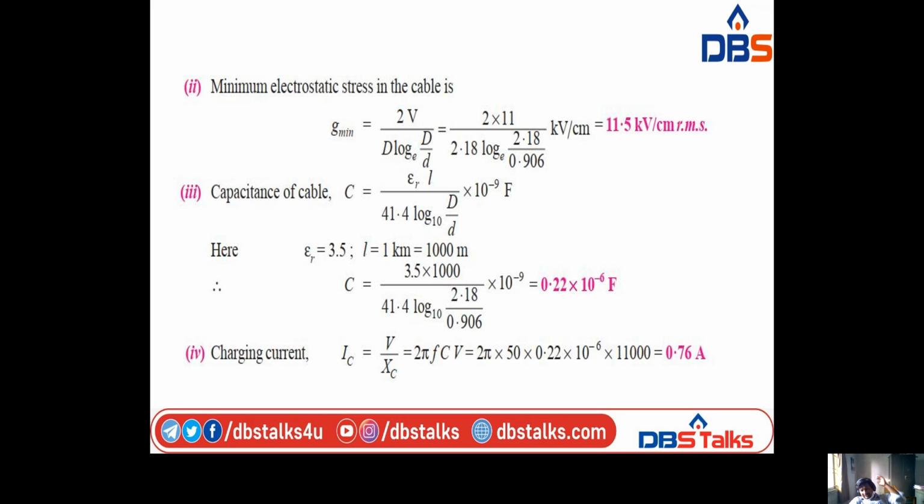So like that, you have to determine the problems: insulation resistance, single core cable, electric stress maximum on the conductor and surface, thickness of insulation, right?